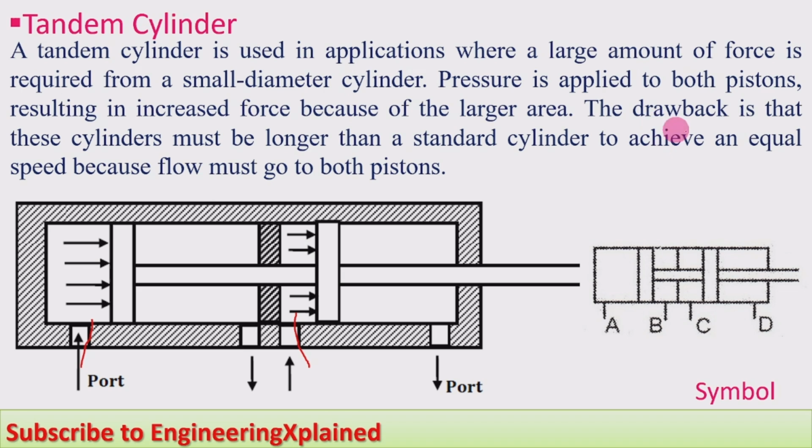The drawback is that these cylinders must be longer than a standard cylinder to achieve an equal speed, because the flow rate must go to both pistons. Therefore, the flow rate to each will be reduced. That's why, to achieve the speed, this cylinder will be longer in size, even though the diameter is smaller.